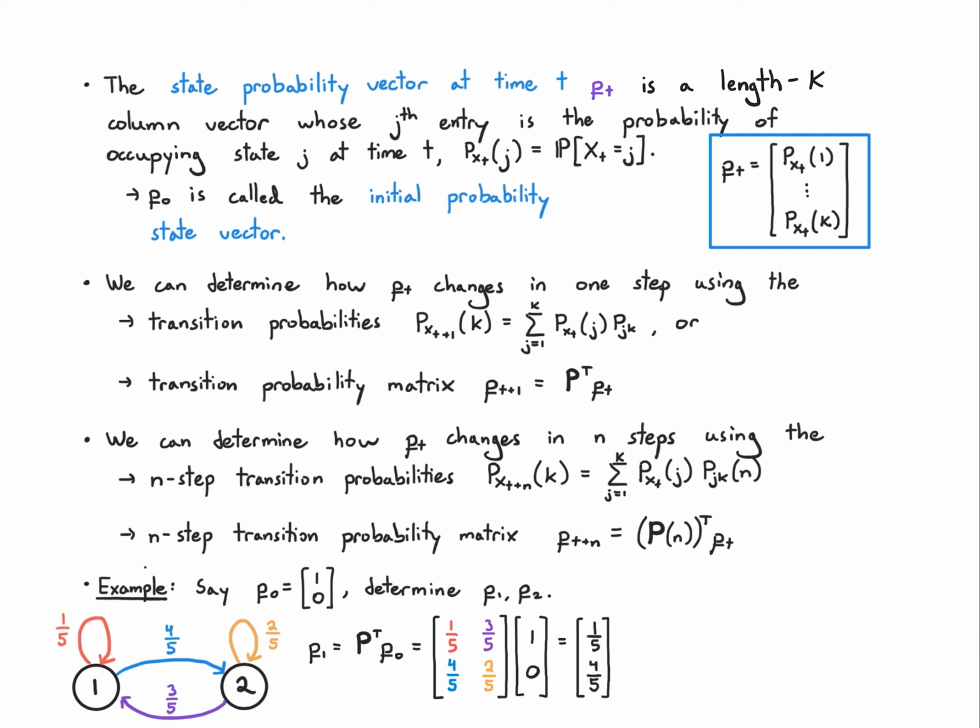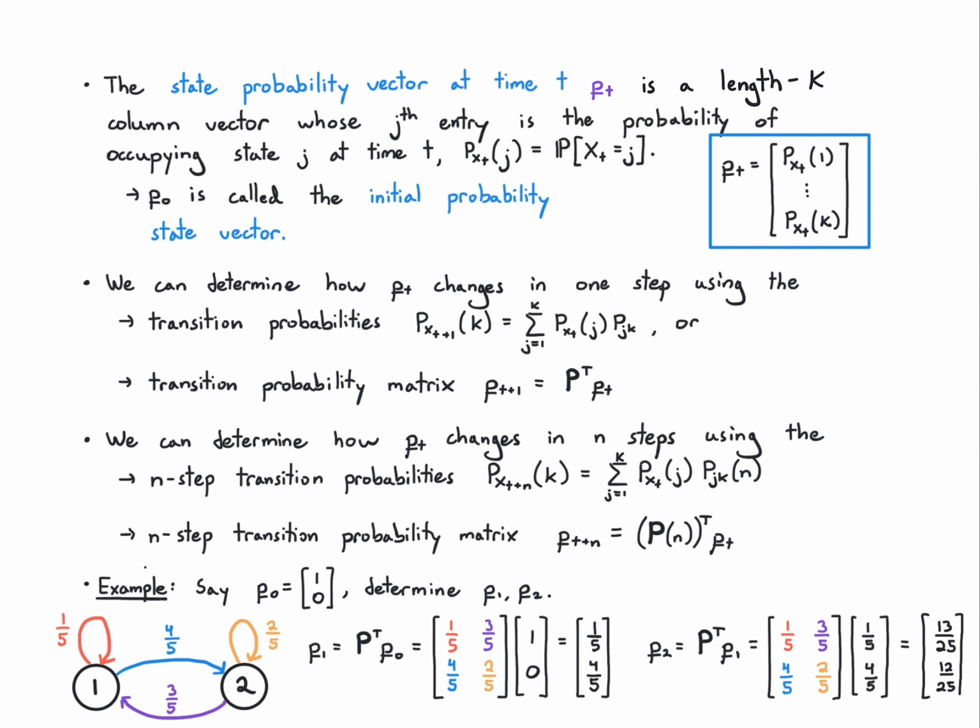Now I'm going to update that again. I'm going to multiply again by the same matrix. So I just copy that matrix over: 1/5, 4/5, 3/5, and 2/5. And I multiply 1/5 and 4/5 by that to update it. And I get 13 over 25 and 12 over 25.